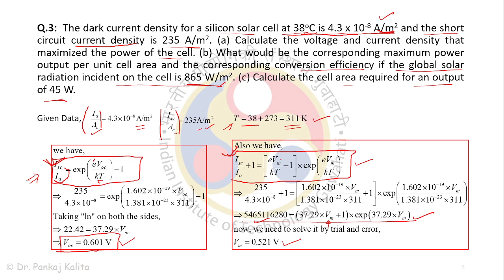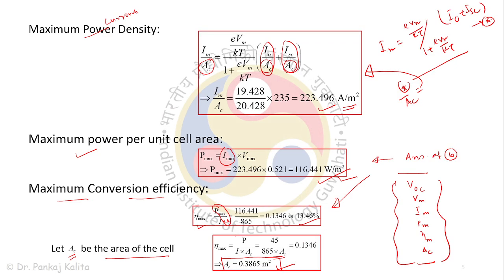So we know all these parameters, ISC and I naught value we know. For this VM, we'll get this type of equation. Now this type of equation cannot be solved explicitly. So what we have to do is trial and error. We guess some VM value, say start from 0.5, and we do the hit and trial method until this equation is satisfied. The VM value that satisfies this equation is your VM value. Okay, now we got the VM.